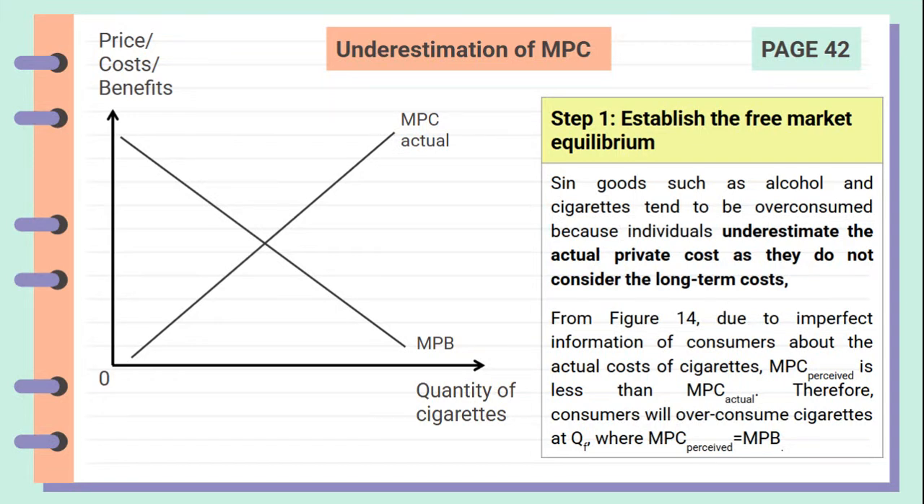Consumers are often ignorant about the actual cost of cigarettes, and thus their perceived marginal private cost is less than their actual marginal private cost. The MPC perceived curve is thus lower than the MPC actual curve. In this case, the consumers will overconsume cigarettes at the free market equilibrium, where MPC perceived equals MPB at QF.